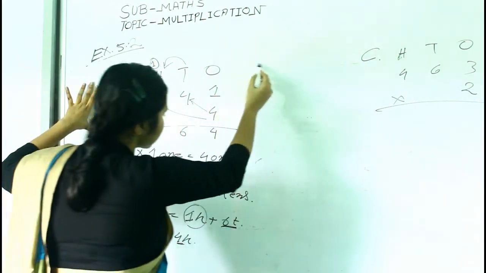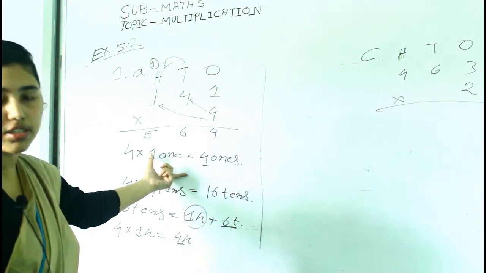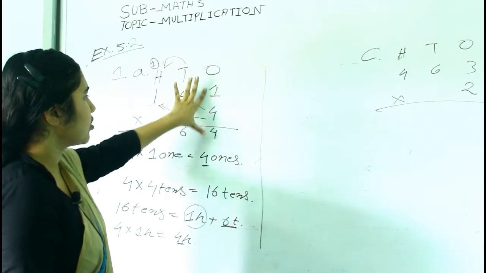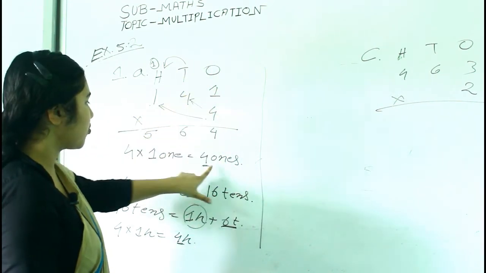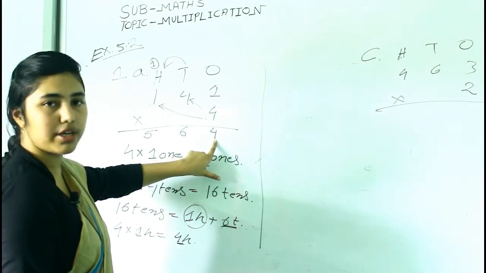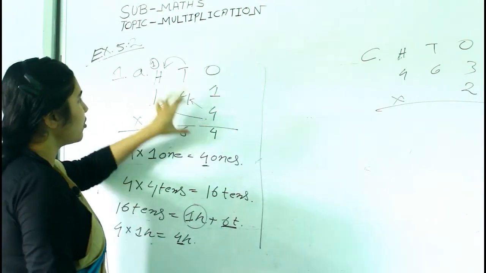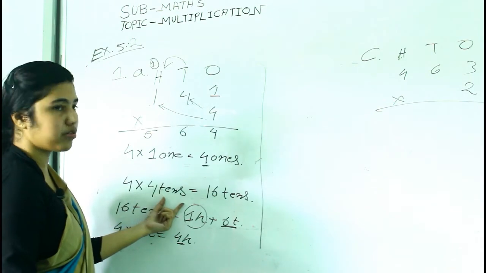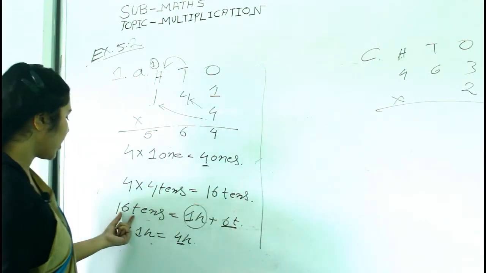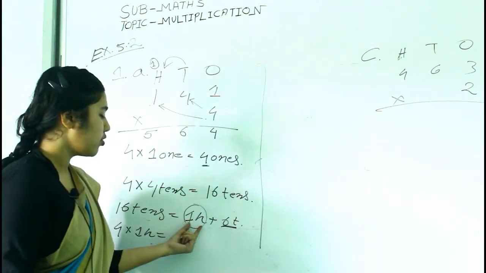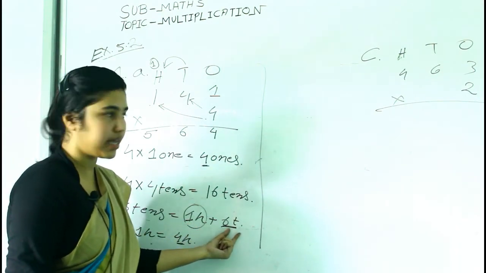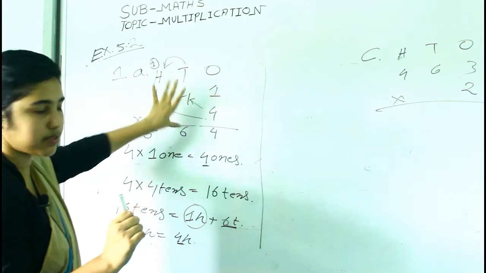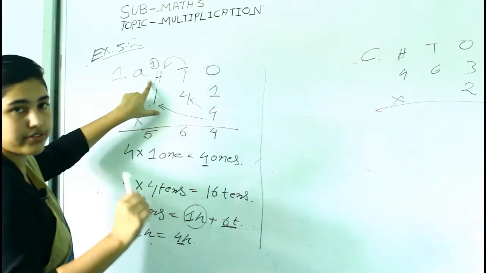So the process is, first multiply 4 with 1, which is in the ones place. So 4 into 1, 4 ones. So write 4 in the ones place. Next multiply 4 with the tens place digit, which is 4. So 4 into 4 equals 16 tens. Now here we can write 16 tens as 100 plus 6 tens. Write 6 in the column of the tens place and carry this 1 to the hundreds place.